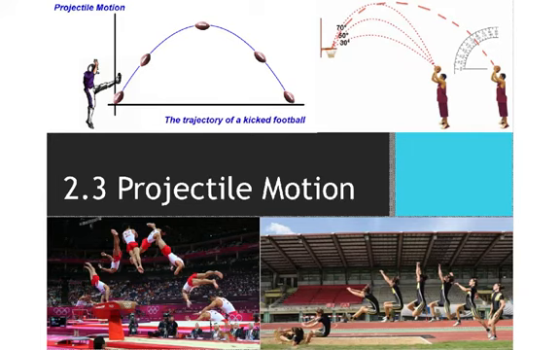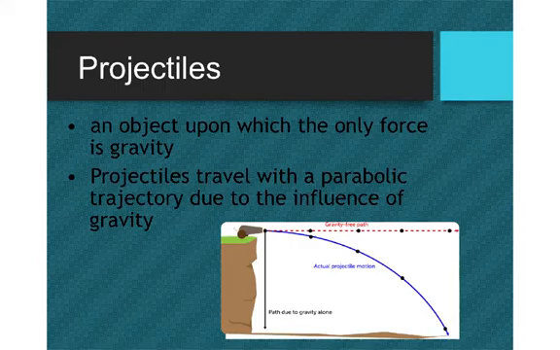Projectiles can be balls, they can be people, they can be just about anything flying through the air, and they make this parabolic shape. The reason why they make this parabolic shape is because the only force acting on the object once it is kicked or pushed or shoved is gravity, and it makes that particular shape.